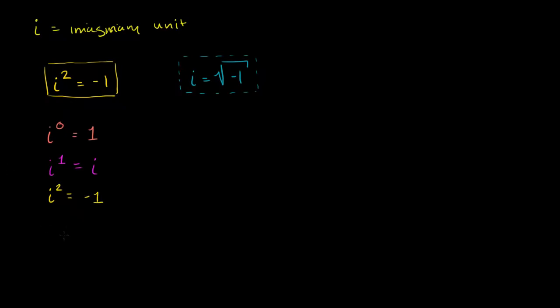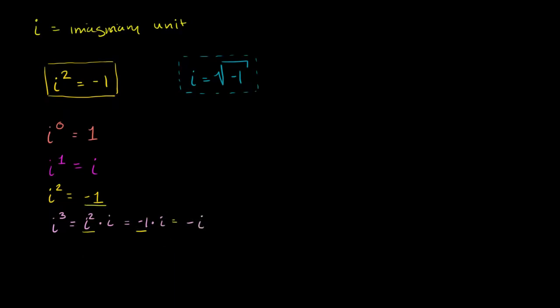Let's try i to the 3rd power. Well, that's going to be i to the 2nd power times i. And we know that i to the 2nd power is -1. So it's -1 times i. Let me make it clear: i squared is -1, so when you multiply it out, -1 times i, we'll write as -i.